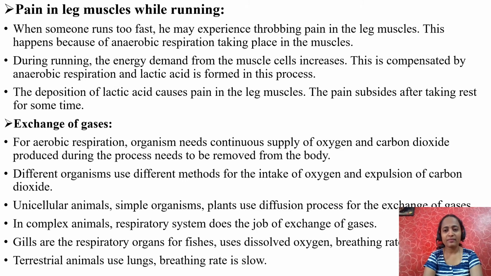Now, let us see exchange of gases. You know already which gases we exchange usually during aerobic respiration and anaerobic respiration. For aerobic respiration, organisms need a continuous supply of oxygen and the carbon dioxide produced during this process needs to be removed out from the body. Different organisms use different methods for the intake of oxygen and expulsion of carbon dioxide.